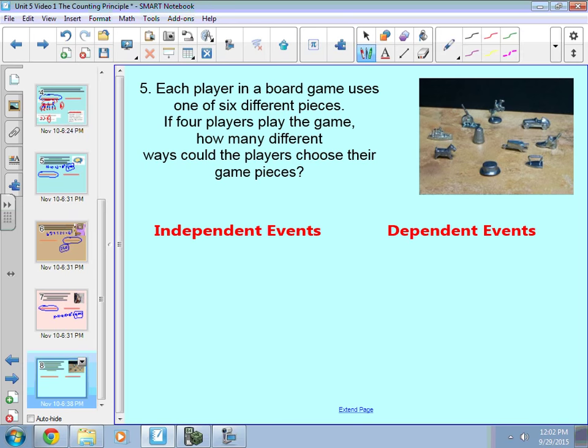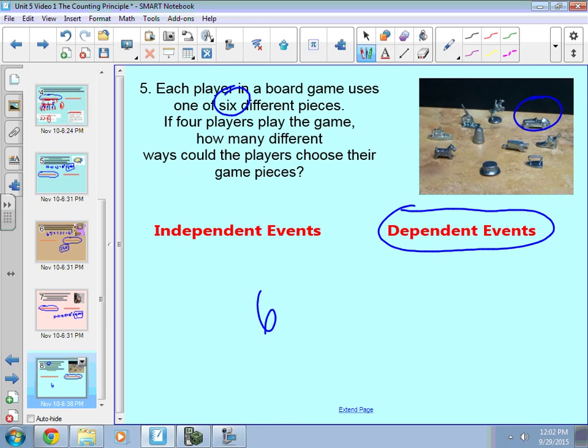This would be dependent. If player 1 chose the car here, that means player 2 can't also choose the car as their game piece. So it's dependent on what the person does before. So if there are 6 different pieces, we got 6 choices for player 1, 5 choices for player 2, on down. Now be careful here.